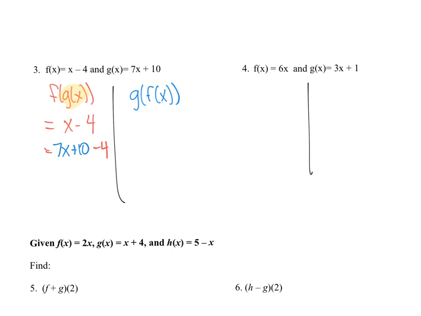Now, what's my last step for this problem? What do I have to do to simplify this? Thank you. And what's my like terms here? Good. So 7x minus 6. That's your answer, okay? 10 minus 4 is 6.